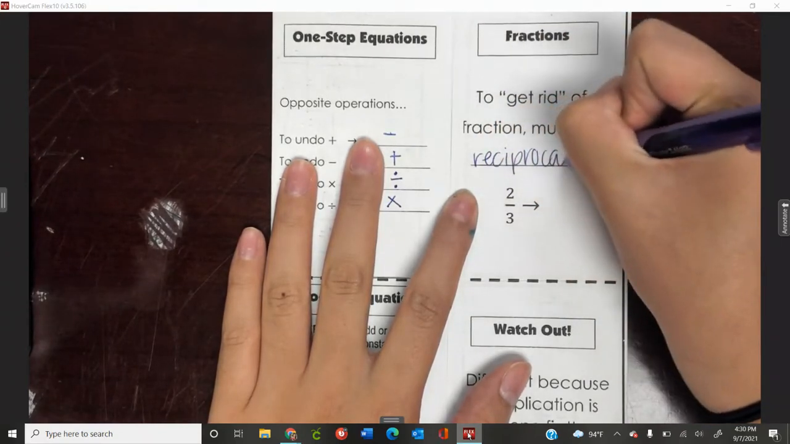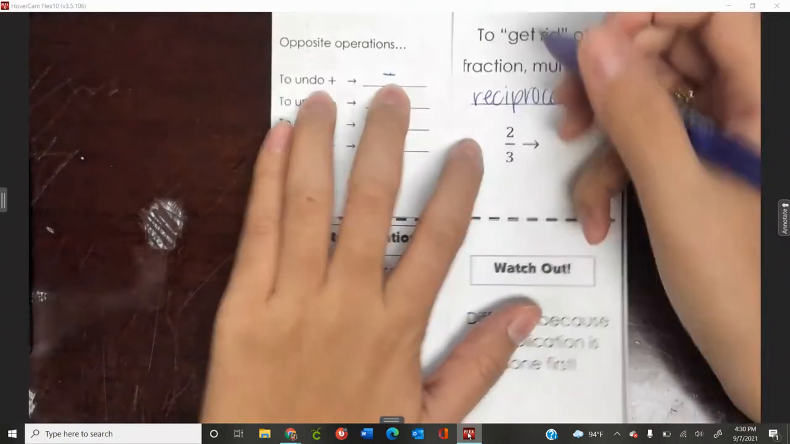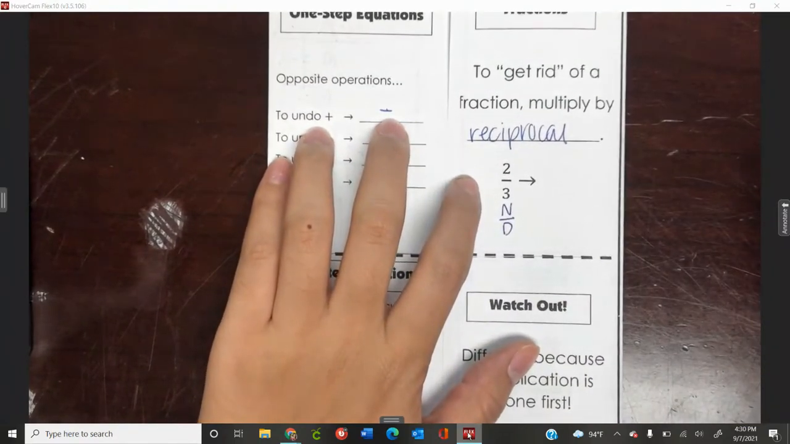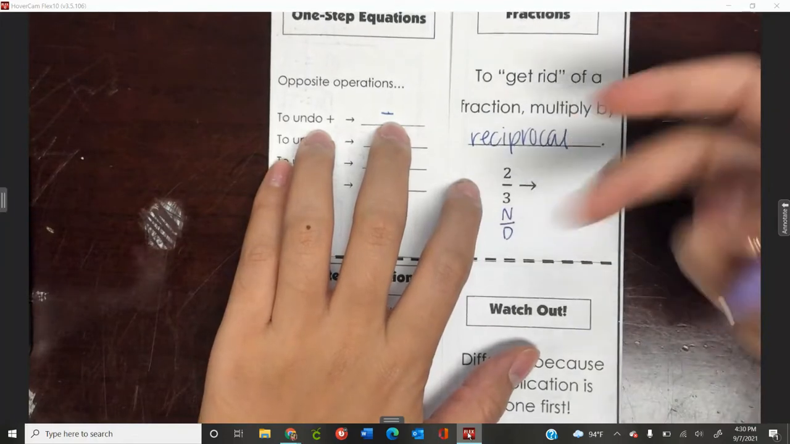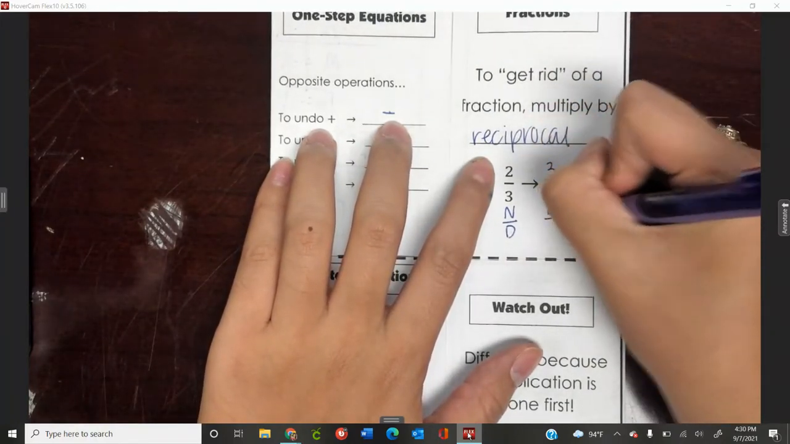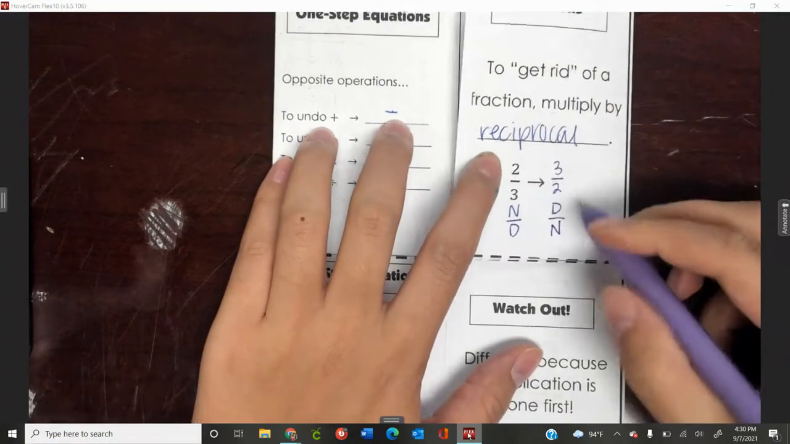Now, if you've ever heard the term reciprocal, right now I have 2 over 3. So this is my numerator over my denominator. So when I multiply by my reciprocal, I'm going to flip this. So this is now 3 divided by 2. So this is my denominator over my numerator.